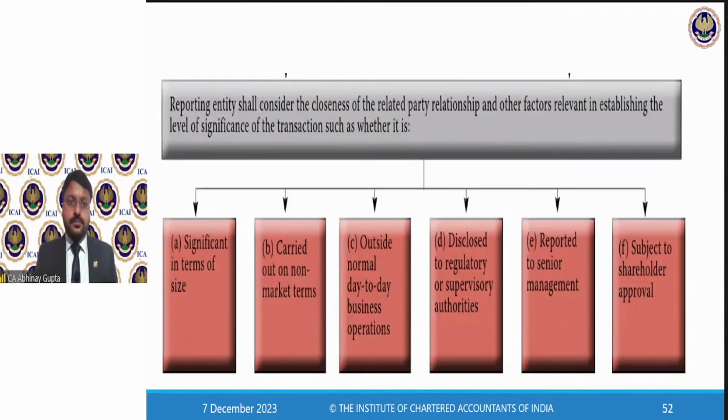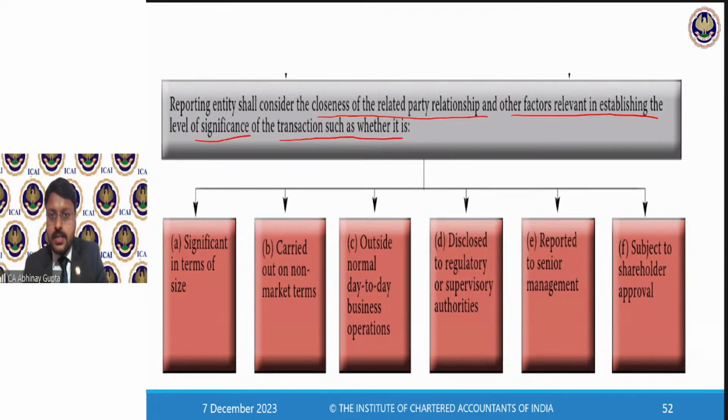Okay. Now, the reporting entity shall consider the closeness of the related party relationship and other factors relevant in establishing when a transaction will be considered as significant and when it will not be considered as significant, right? So the level of significance, we need to decide basis on these facts. So these are all given by the standard, right?